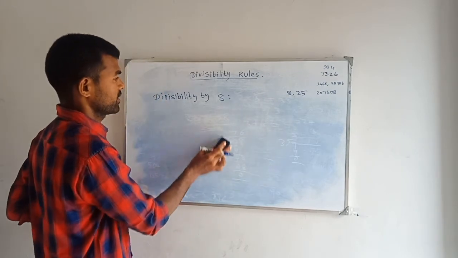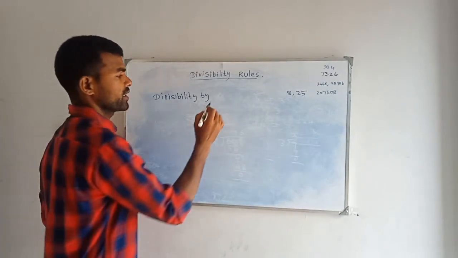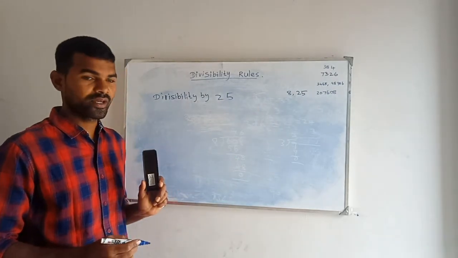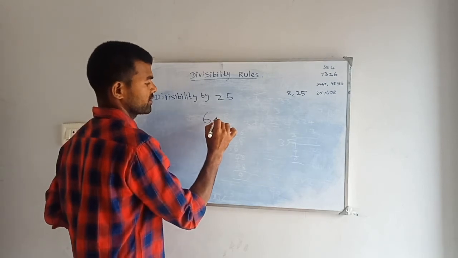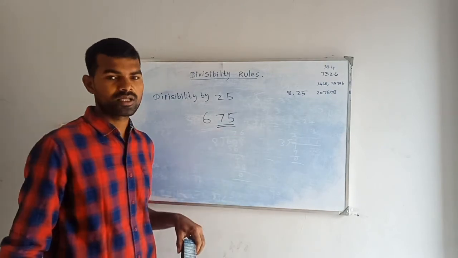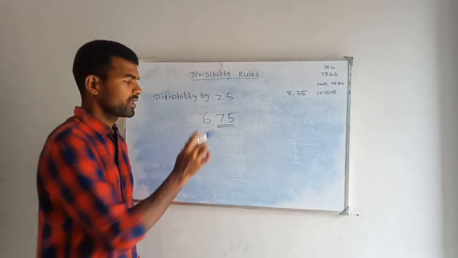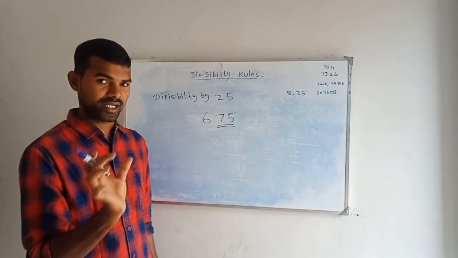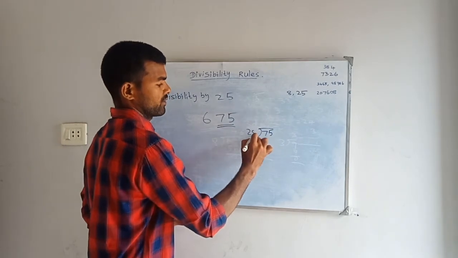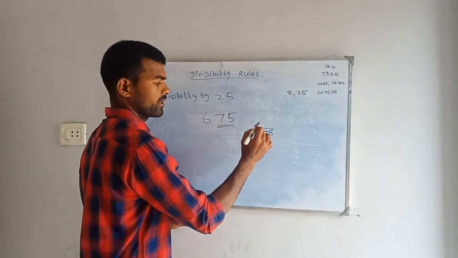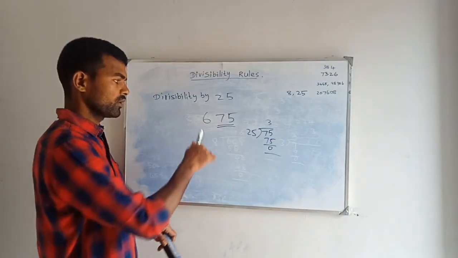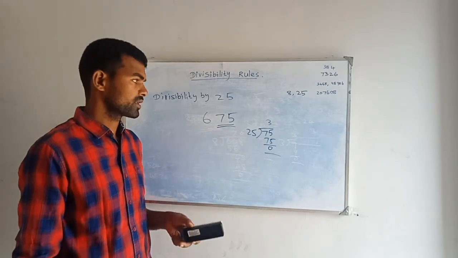Next rule, the last rule, is divisibility by 25. For this, whatever number is given, you have to see the last 2 numbers only, the 10th place and 1st place. Take these 2 numbers and divide. 75 divided by 25 means 3 times you can divide. So exactly divisible, so this number can be divided by 25.